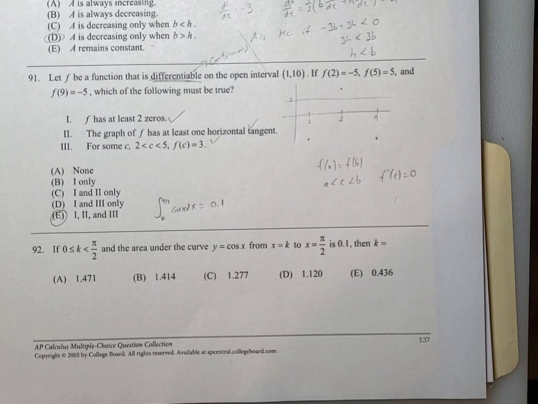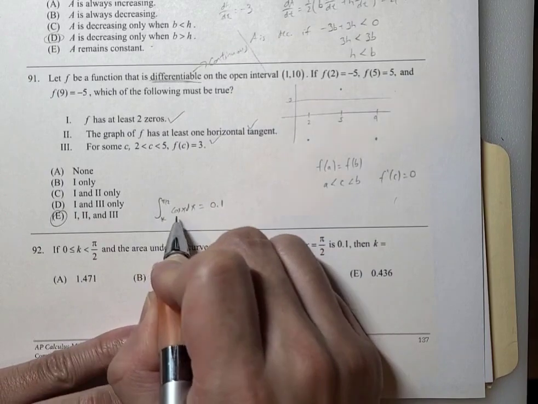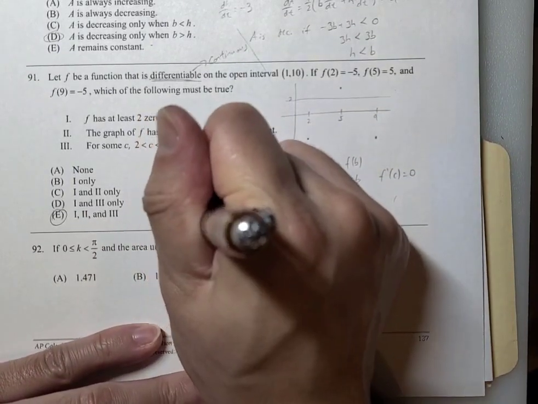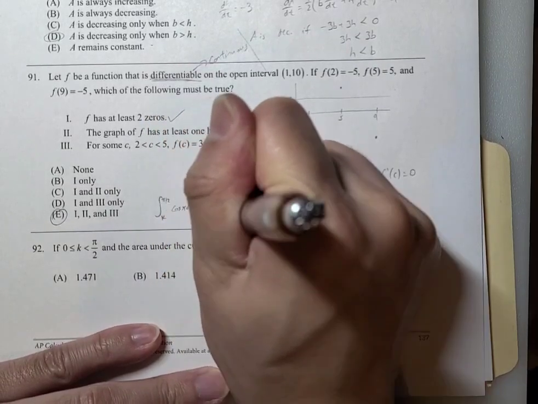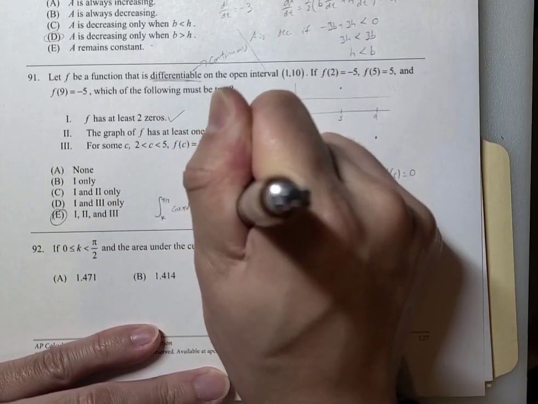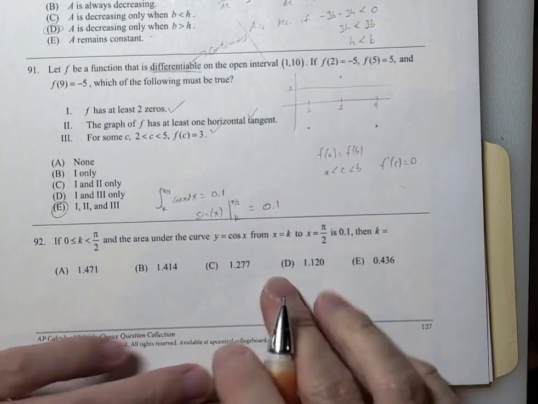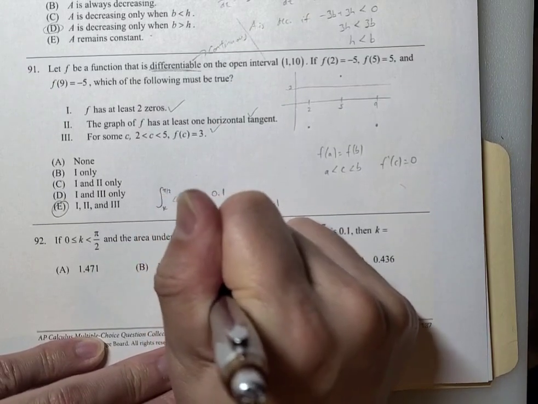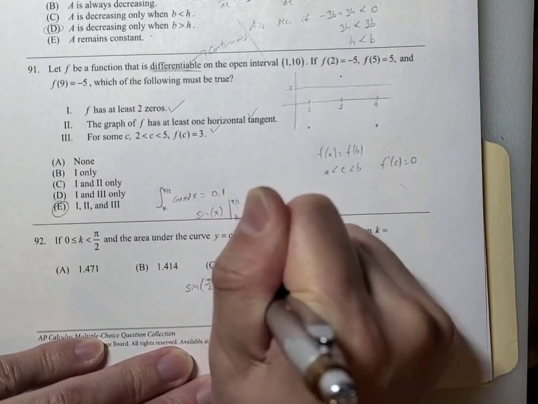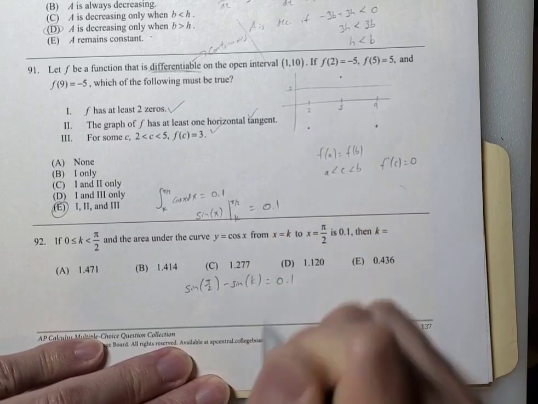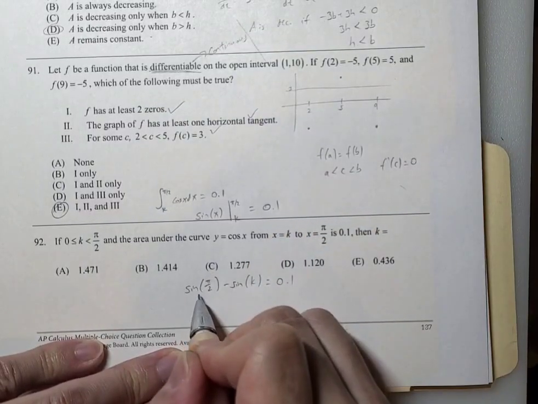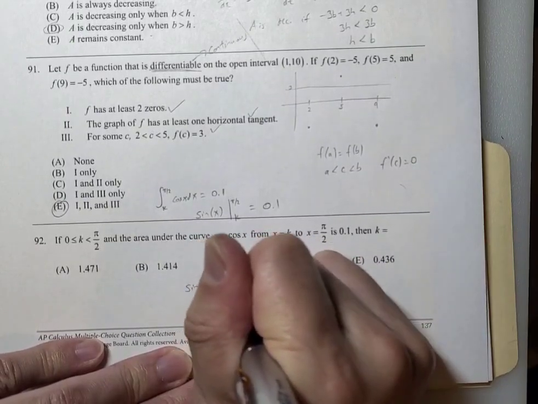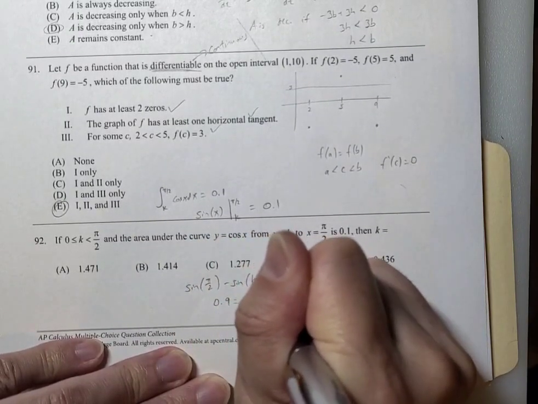Okay, now how do we solve for k? Well, let's just apply the fundamental theorem of calculus and find the antiderivative of cosine, which is sine. We evaluate from k to pi over 2. This is equal to 0.1. Okay, so I'm going to continue down here because I don't have space up there. So it'll be sine pi over 2 minus sine of k is equal to 0.1. Sine of pi over 2 is just 1. So 1 minus 0.1 would be 0.9, which is equal to sine of k.